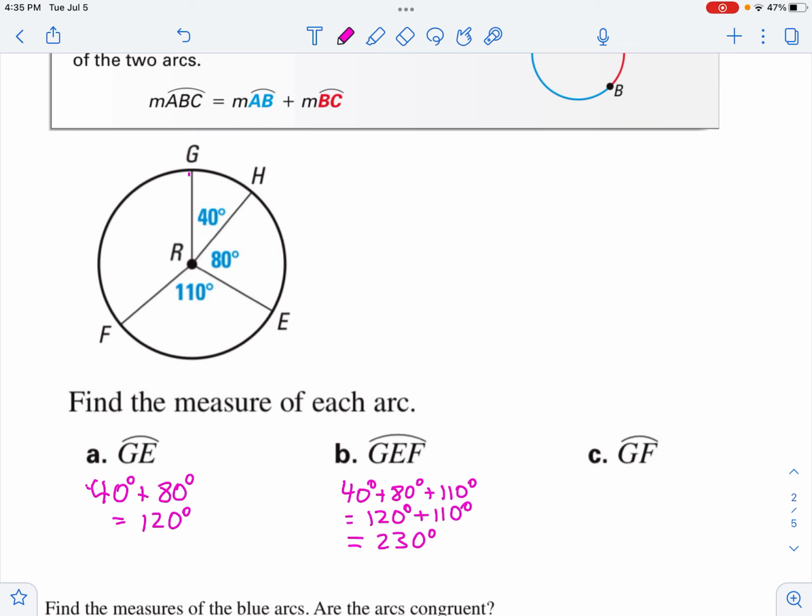GF, let's see here. GF is going to be this. Okay, so that's going to be 360 degrees minus 230. In other words, there are only 360 degrees in a circle, and GF is what is left. So this is going to be 130 degrees.